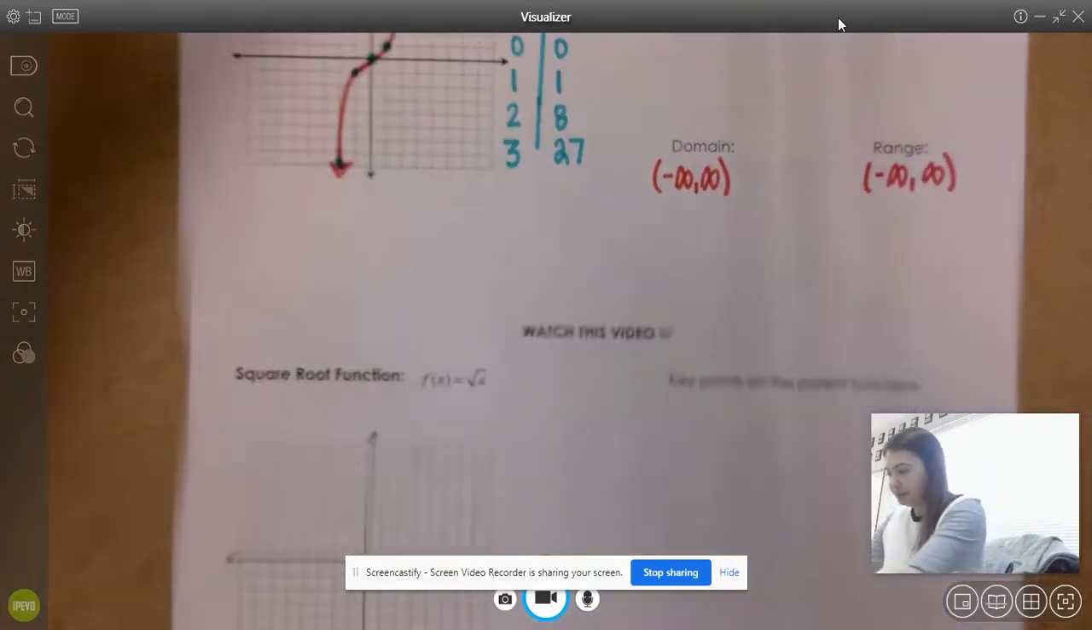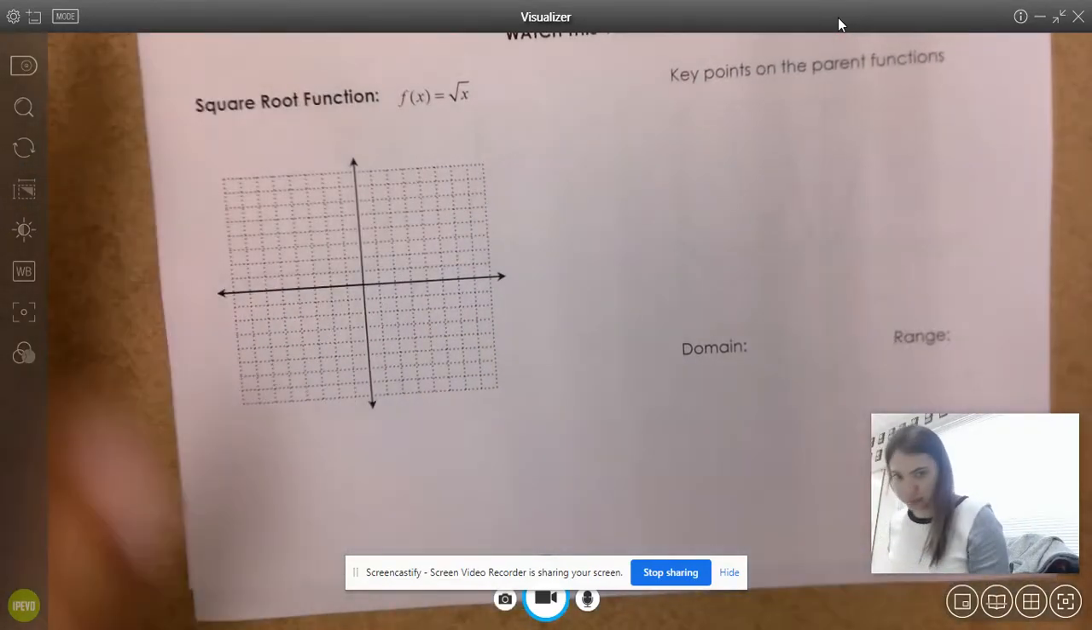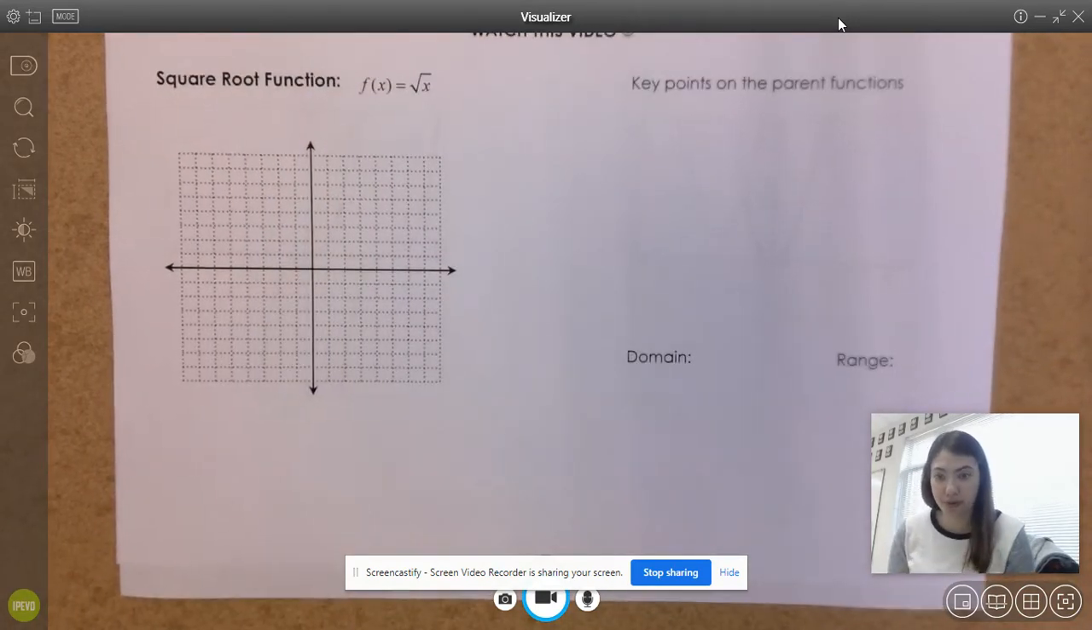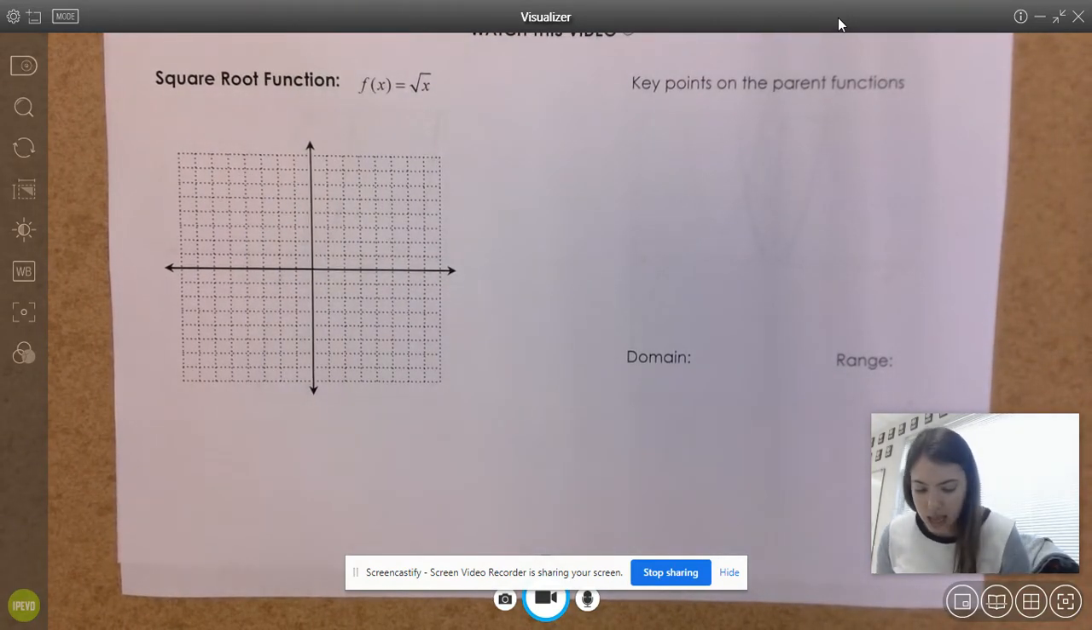All right, hi everyone. Here is our last and final video. And for this video, we are going to talk about the square root function and what this graph looks like.